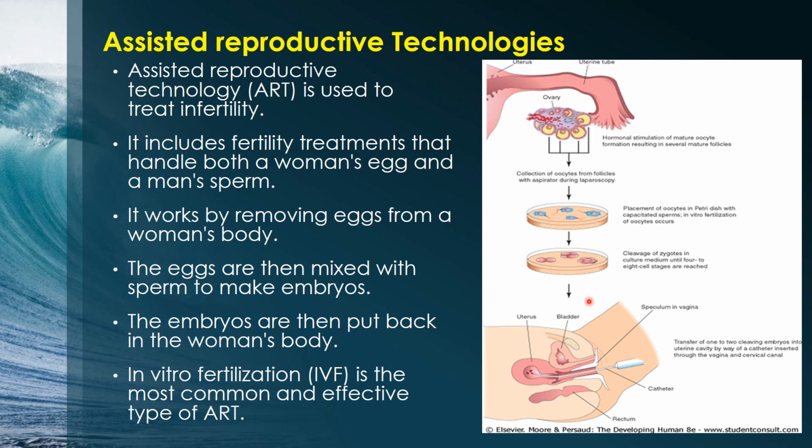So they are taken up from the petri dish, and these cleaving embryos are transferred into the uterine cavity through a catheter which is inserted through the cervix and cervical canal into the uterine cavity. So a larger number of these cleaving zygotes are transferred into the uterine cavity. So this in vitro fertilization is the most common and effective type of the assisted reproductive technology.